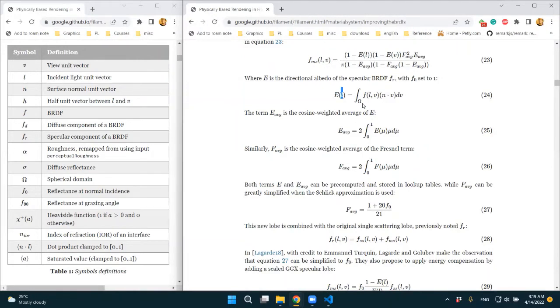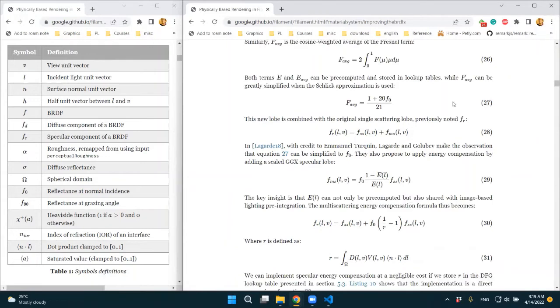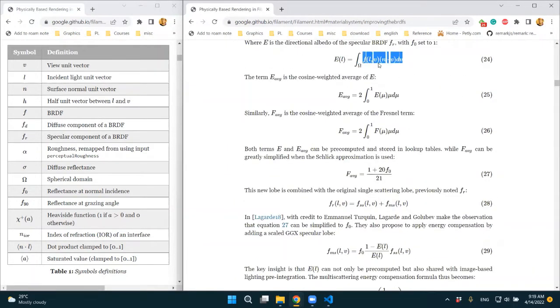Yeah, it depends on L. I don't know. They claim further down, after equation 31, that we can implement specular energy compensation at a negligible cost if we store R in the DFG lookup table presented in section 5.3. Okay, so what's the DFG? We can wait until we talk about 5.3 to know what is going on here. But if this can be stored in a lookup table, then I don't think it's 3D. I have a suspicion that it's irrespective of the angle. It can be multiplied by the roughness to get the compensation required based off the angle.